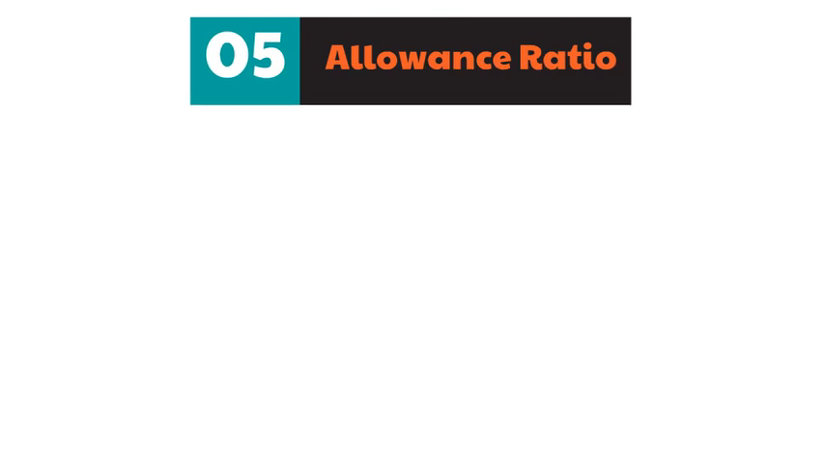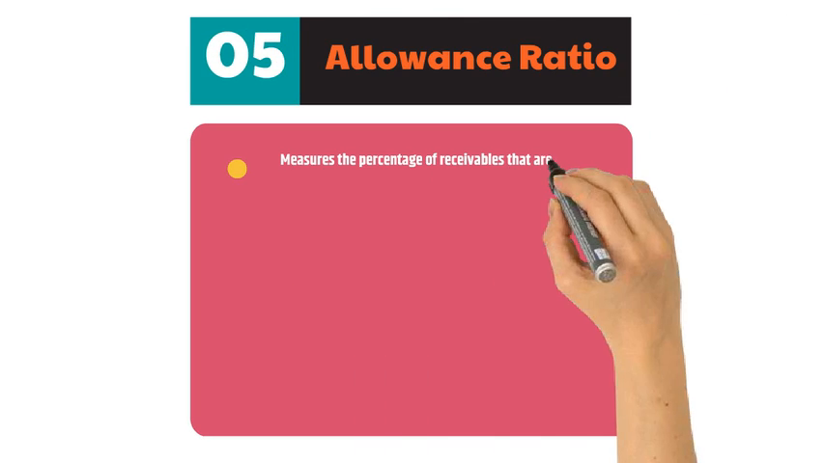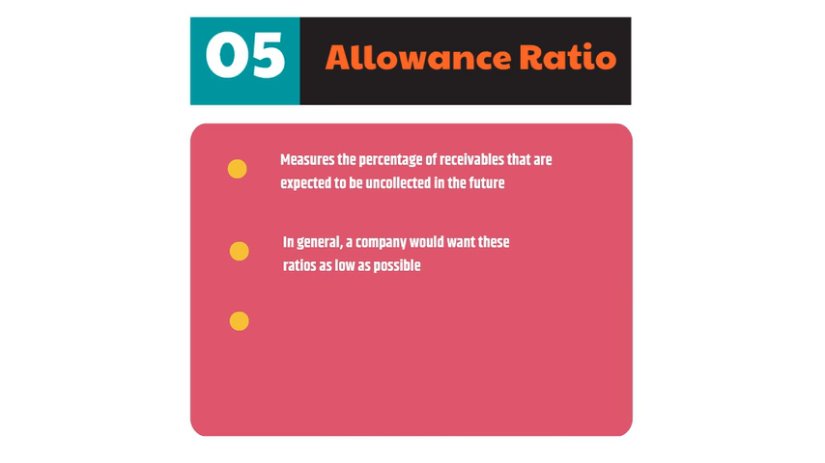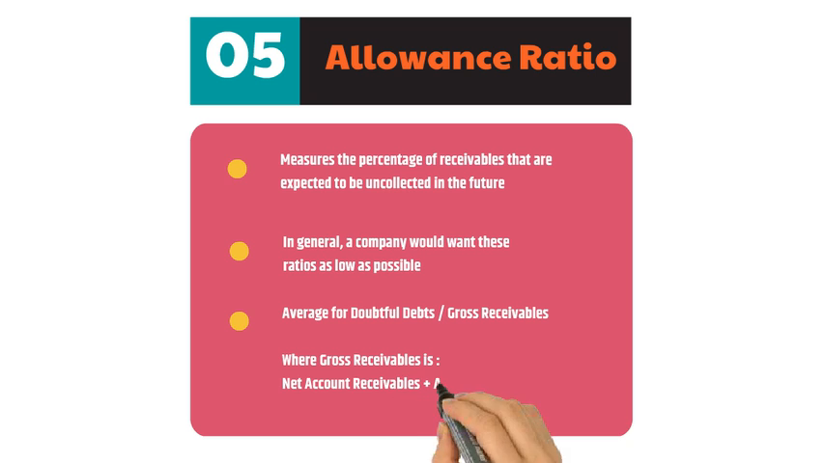Finally, the allowance ratio. It measures the percentage of receivables that are expected to be uncollected in the future and is generally wanted to be as low as possible. The formula is allowance for doubtful debts divided by gross receivables.